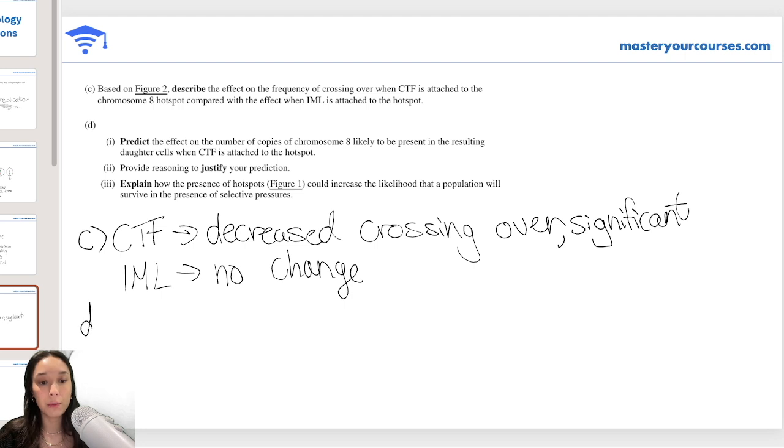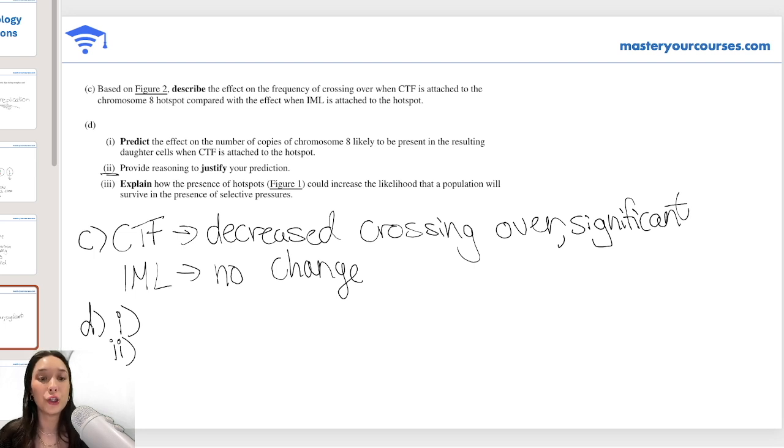So for D part 1, we're looking at the number of copies of chromosome 8 likely to be present in resulting daughter cells when CTF is attached. So we've already mentioned that CTF should decrease crossing over, okay? And part 2 is also providing reasoning, so I'm just going to answer these all as one. So I'm going to tell you and then provide my reasoning. So CTF decreases the number of crossing over events.